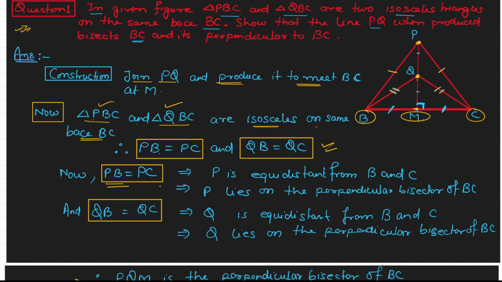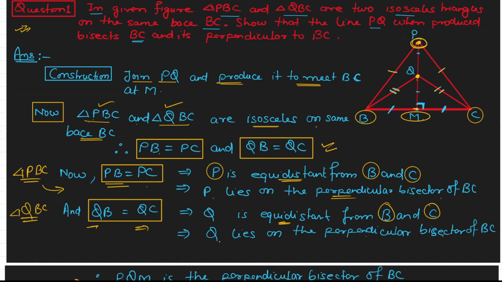So first we are taking PB equal to PC. Since PB equal to PC, P is equidistant from point B and point C both. So P lies on the perpendicular bisector of BC. This is proved now. Similarly, we had the triangle PBC, and now we are taking the triangle QBC. In QBC, if QB equal to QC, then Q is equidistant from points B and C.